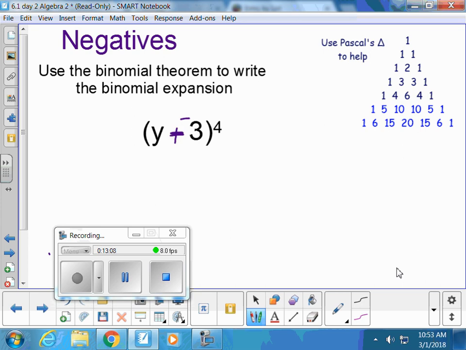Alright, what layer are we going to use? The layer with the 4s in it. So 1, 4, 6, 4, and 1. We'll do our y's first. Y to the 4th, y to the 3rd, y squared, and y to the 1st.